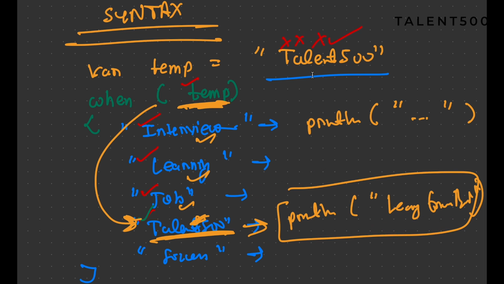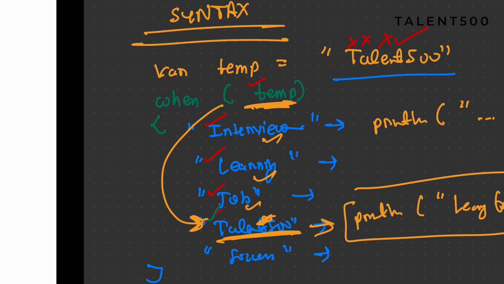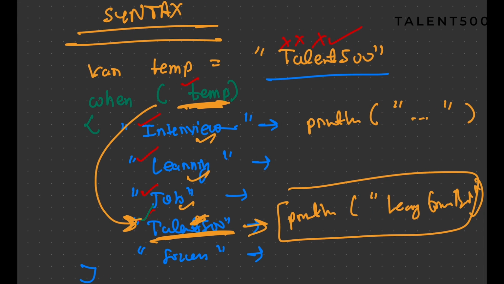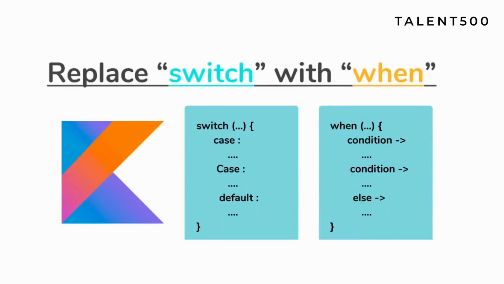So this is the basic syntax for the when keyword. It is quite important in Kotlin, very handy. As you would know, switch is very useful in other programming languages. In the same way, when is very important here in Kotlin. You can see, replace switch with the when keyword.